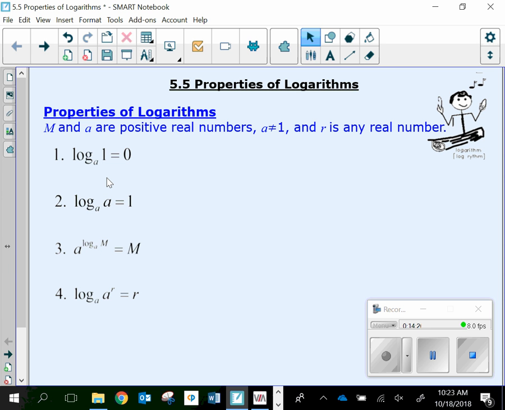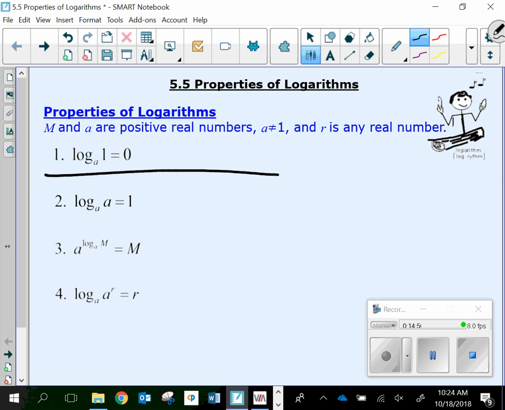M and A are positive real numbers, okay? That's just by definition. A is not 1 because A is our base. And remember, 1 to any power is 1, so it's like stupid. And R is any real number. So R can be negative, can be irrational, can be just goofy as heck. Okay, so this is a property.